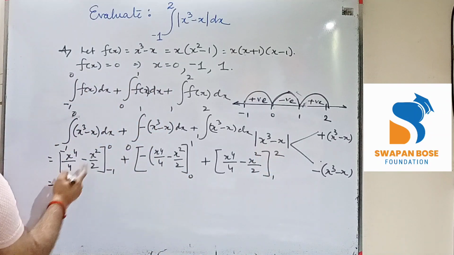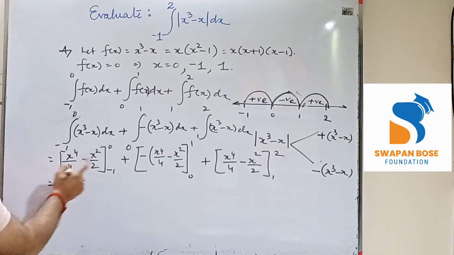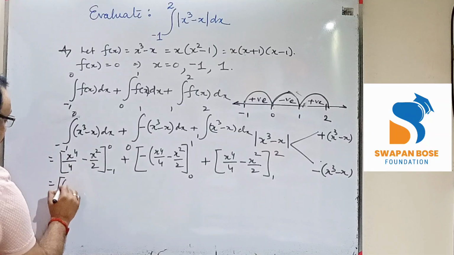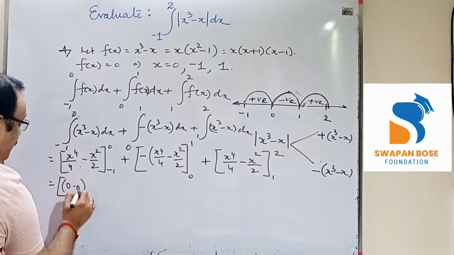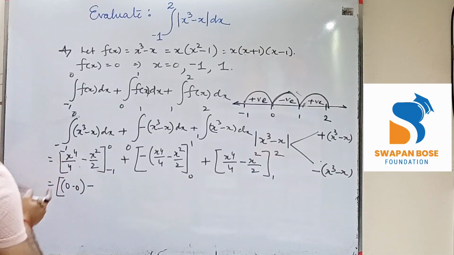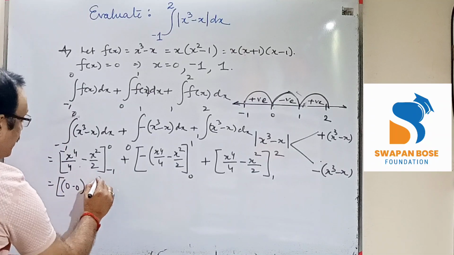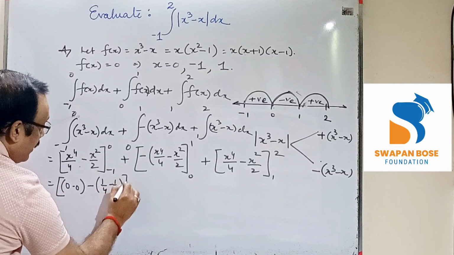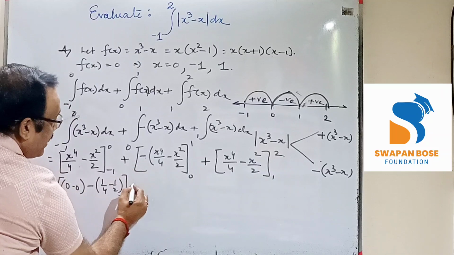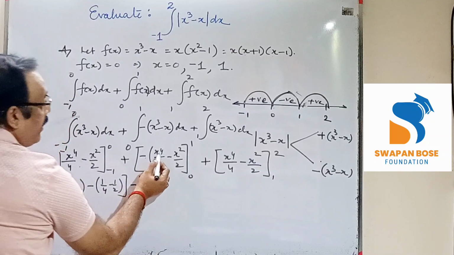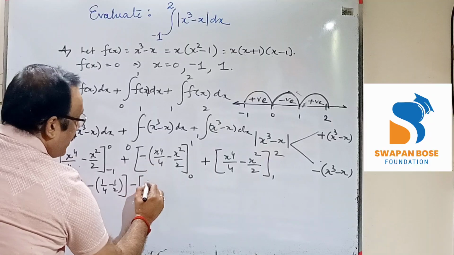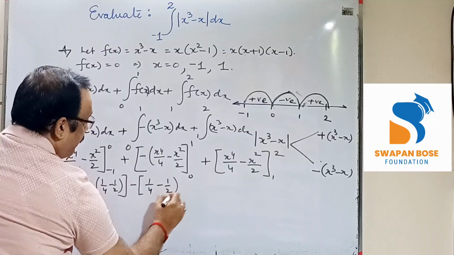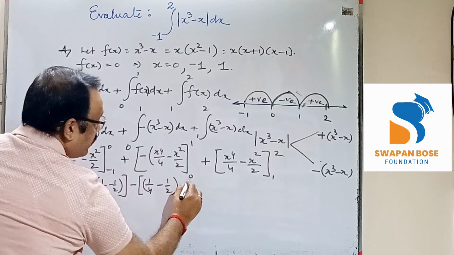Now we'll substitute the values. For the first, upper limit is 0 and lower limit is minus 1. Substituting the upper limit gives 0 by 4, that is 0, minus 0, so this part is 0. Minus, if I substitute minus 1, minus 1 to the power 4 gives positive, so that is 1 by 4, minus 1 whole square is 1, so minus half. Plus, the minus outside the second integral: putting upper limit 1, 1 to the power 4 is 1 by 4, minus half, and putting 0 gives 0 minus 0.